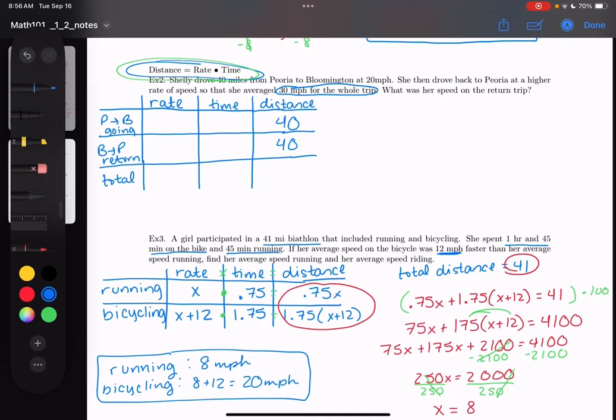On her going trip, she drove at 20 miles per hour. So I have this rate as 20 miles per hour. And on the way back, we don't know how fast she drove. And it does ask us how fast she drove, so we're going to go ahead and call that X. It also says that she averaged 30 miles per hour for the whole trip. So for the total, I'm going to put 30 miles per hour.